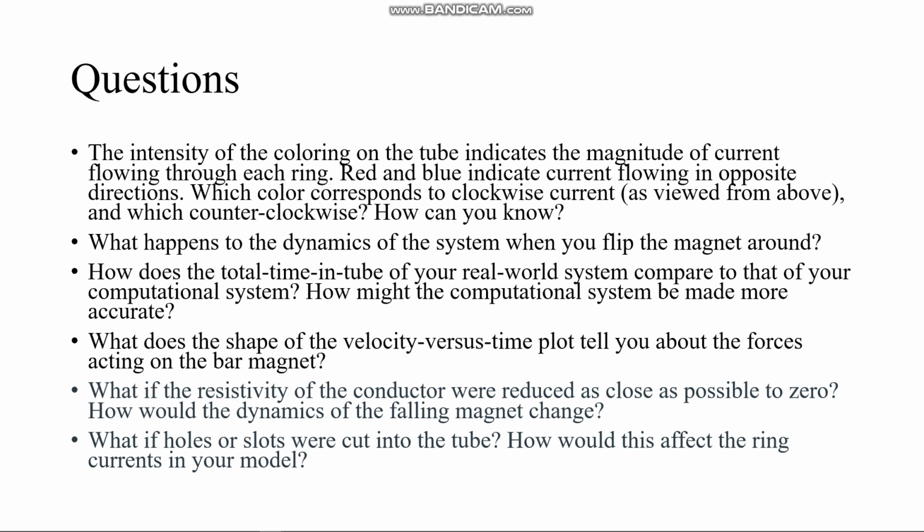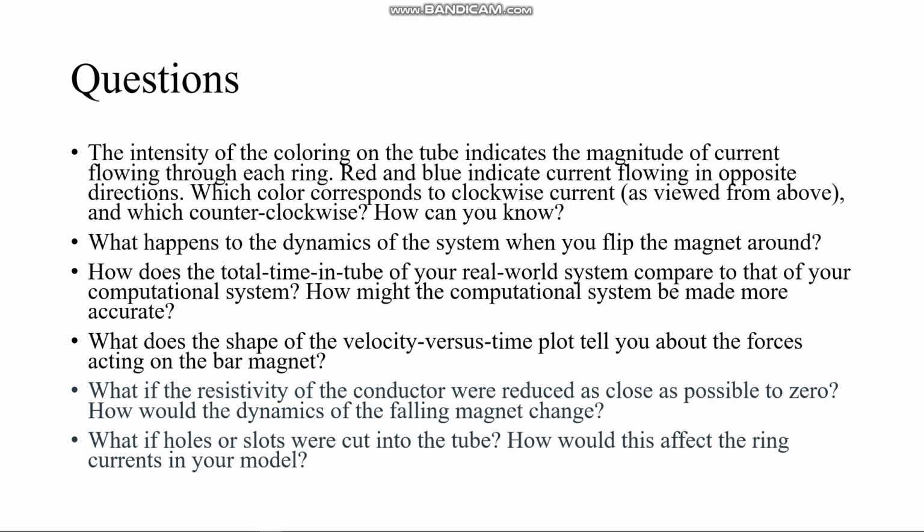And then the velocity versus time plot tells us the forces acting on the bar magnet: initially gravity is stronger, then the magnetic force supersedes it, and then they both reach a steady state until it exits the tube and gravity takes over again.